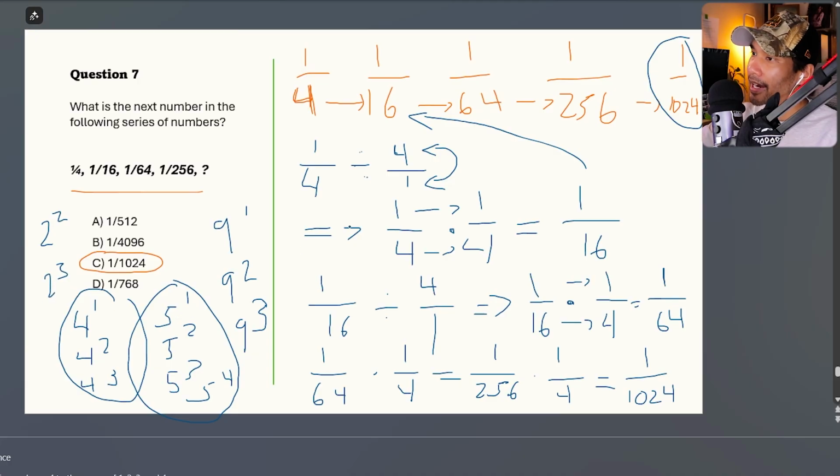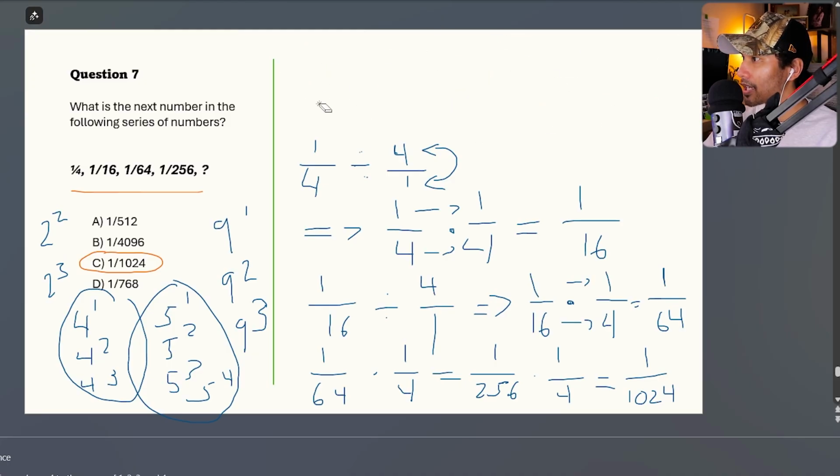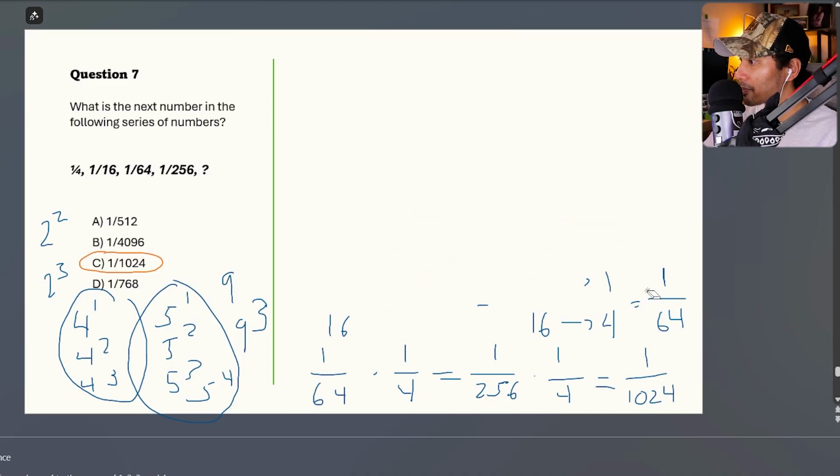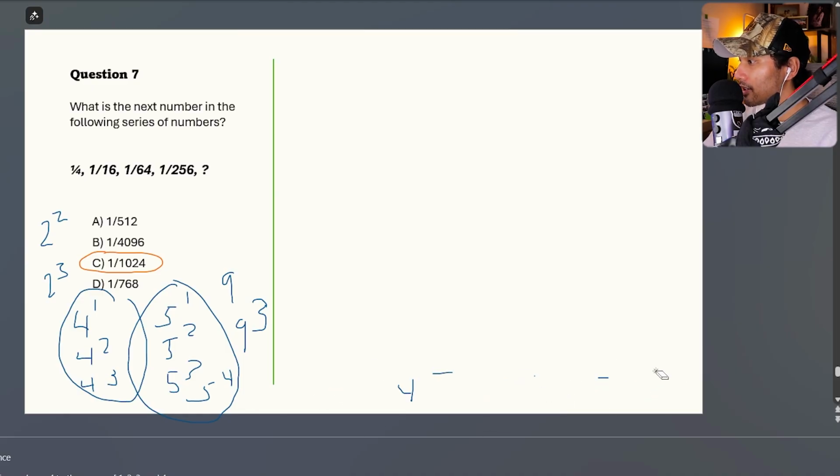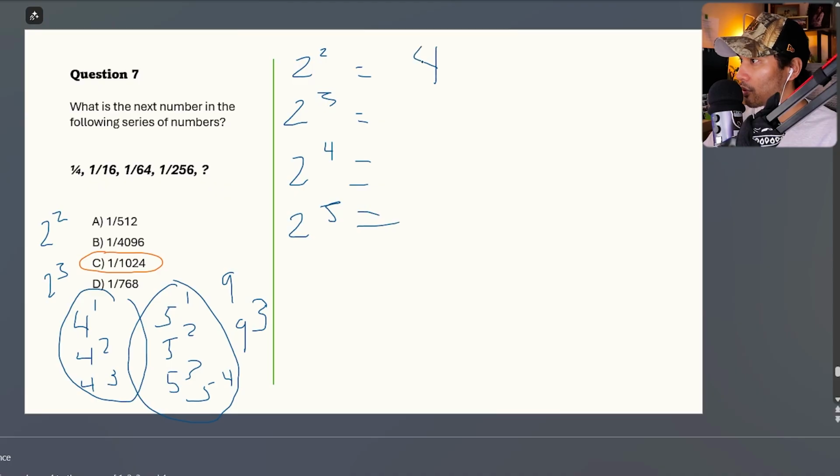So I want you to spend extra time on question 7 and just write all the powers of everything and kind of memorize it. You remember your times tables in elementary school, and you had to do multiplication, addition, and all that stuff really fast? Do that with yourself with these. 2 to the power of 2, 2 to the power of 3, 2 to the power of 4, 2 to the power of 5 equals, and then just write it down really quick.